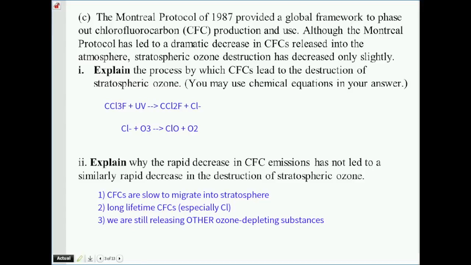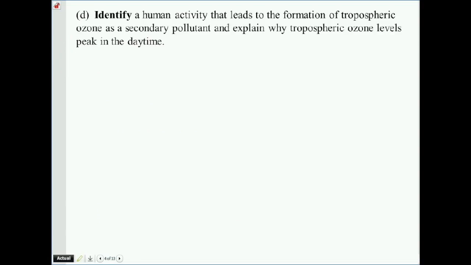Okay, so those are some of the main reasons. Numbers 1 and 2 are really the main reasons, but 3 is kind of a little one, so they give you credit for it.